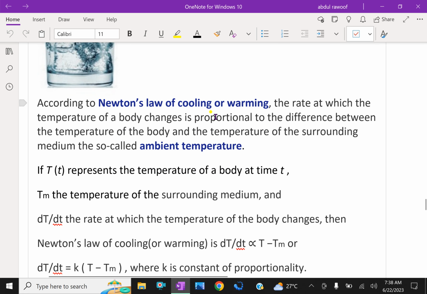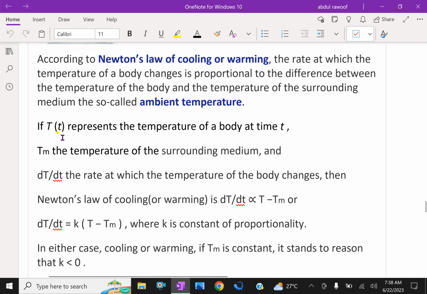According to Newton's law of cooling or warming, the rate at which the temperature of a body changes is proportional to the difference between the temperature of the body and the temperature of the surroundings. The surrounding medium is so-called ambient temperature.